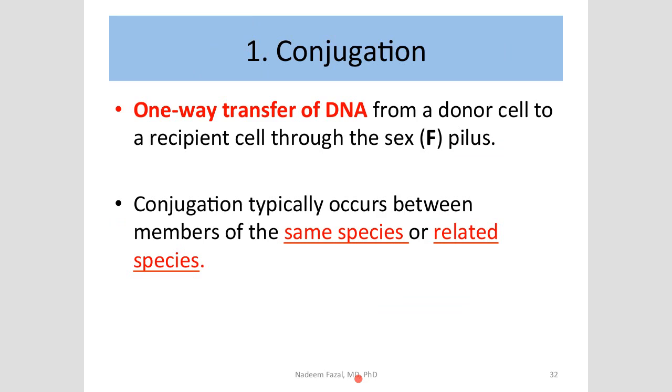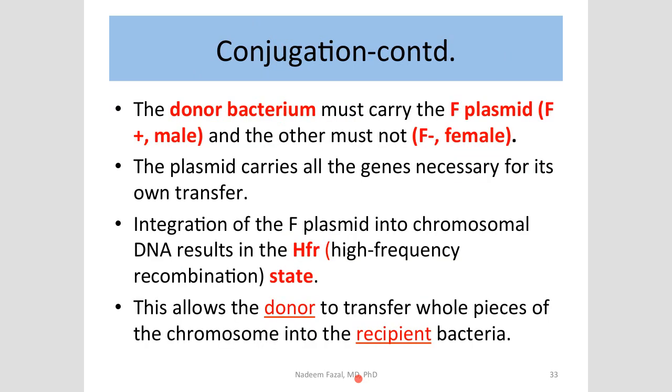So in conjugation, there is physical contact between the bacteria, where one will become a male and the other a female, or you call them a donor and a recipient. The genes are called conjugative genes, and the process is called conjugation. But the important thing is that it typically occurs between the same species, for example Staphylococcus aureus, or related species, which are common.